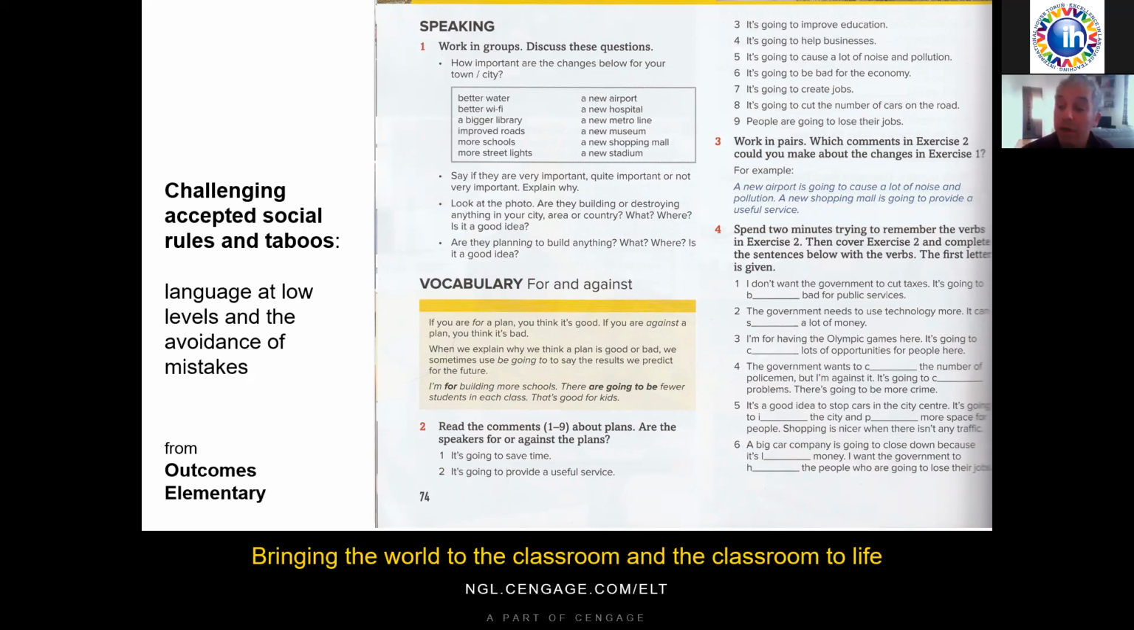So, for example, when I did this with a group of Italian teachers who were studying with us in the summer, we ended up talking about, they were from Sicily, the new bridge.